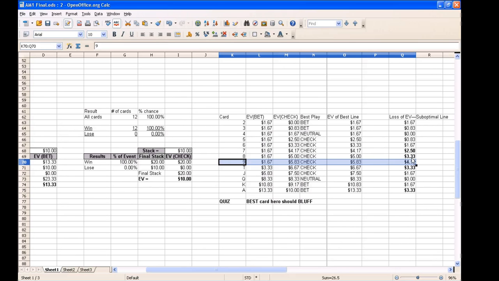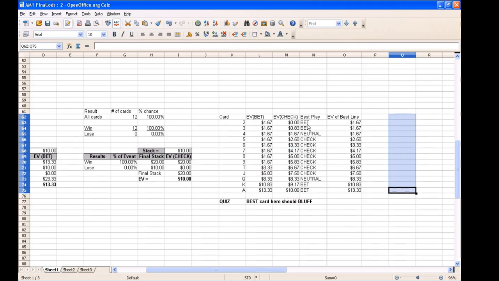So even betting the 8 or the 10 is equivalent to checking the nuts, and also betting the 7 is a pretty big mistake. And even betting the 6 is as bad as checking the king. So I think it's pretty interesting. But we'll delete that. I just wanted to show that point.